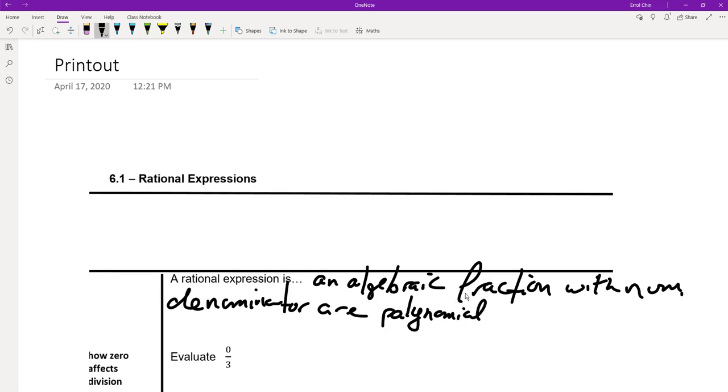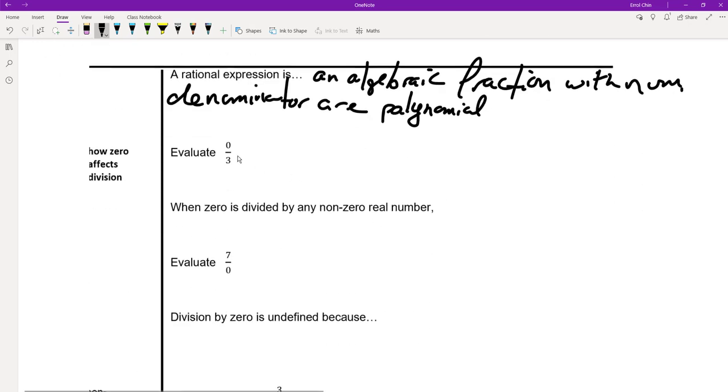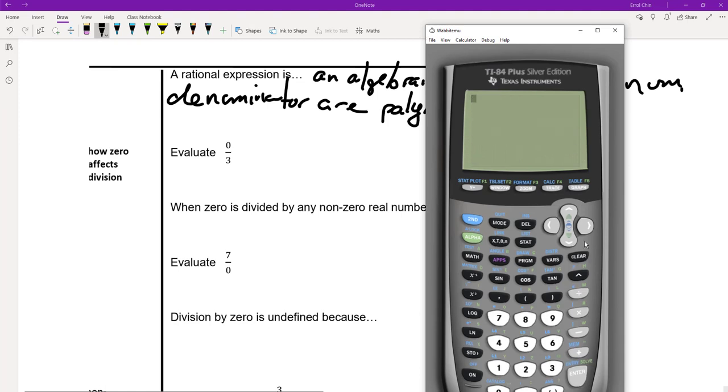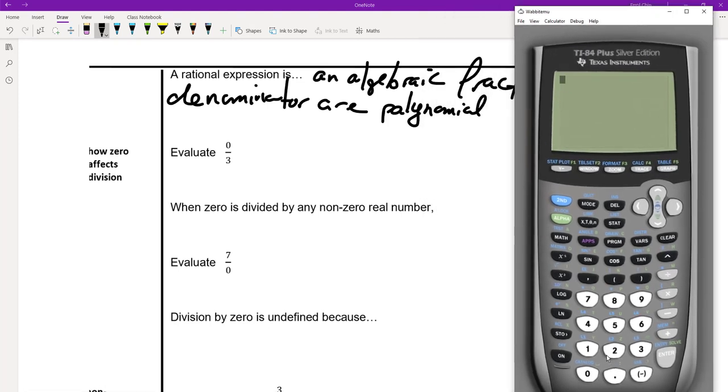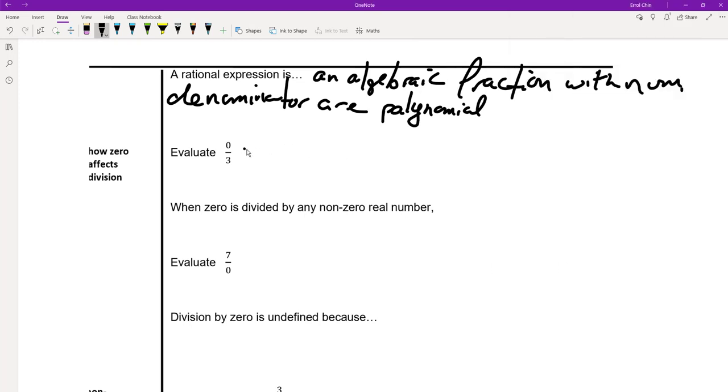Okay, so the first example says here, evaluate 0 over 3. So I'm going to turn my calculator on, and you probably know what the answer to this is. 0 divided by 3. Well, 0 divided by 3 is 0. Okay, so when you divide 0 by any number, it's always going to be 0. But when 0 is divided by any non-zero real number, it's always 0.